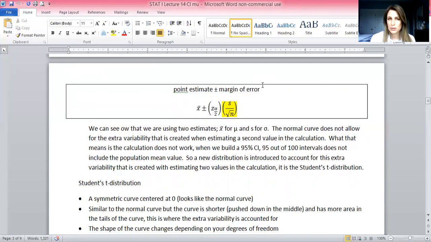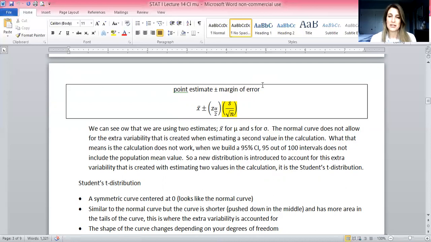And when I do that, it works out that my interval doesn't actually work. Meaning, if I have a 95% CI, then 95 of the 100 CIs built should include the correct population mean. What happens here is that's not true. I do not get 95 out of those 100 CIs containing the population mean, because I am introducing extra variability. So the Z curve does not work for my numerical data.